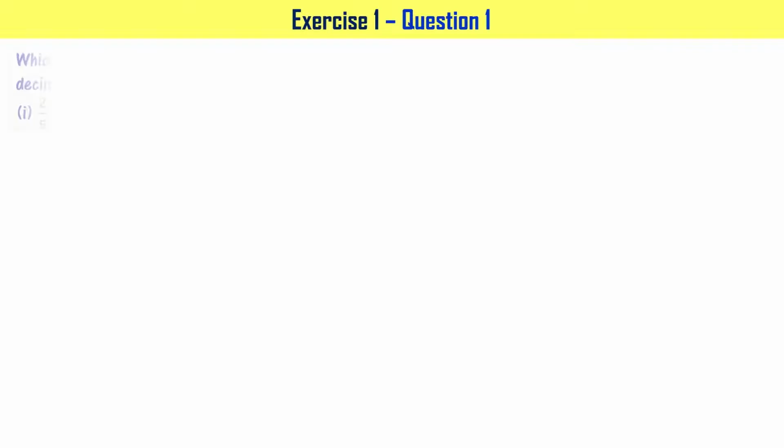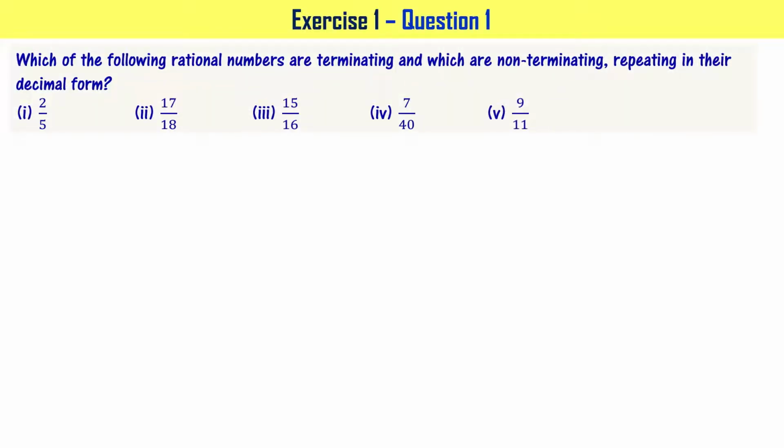Question number 1 is which of the following rational numbers are terminating and which are non-terminating but repeating in their decimal form. The first one is 2 by 5. It is a rational number because it is a ratio of two integers, 2 and 5, right? We want to see whether, when it is expressed in decimal form, it is going to be a terminating decimal or non-terminating repeating decimal, right?